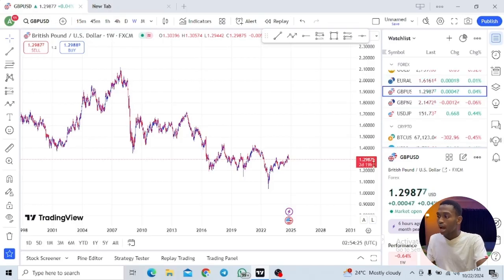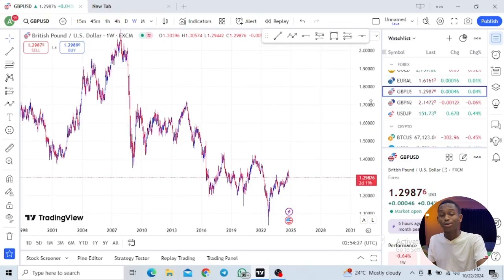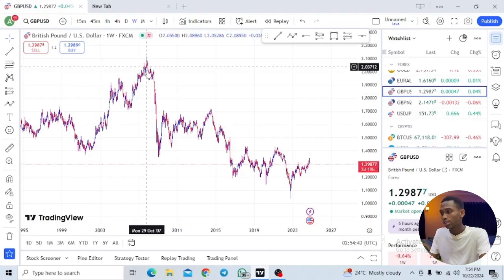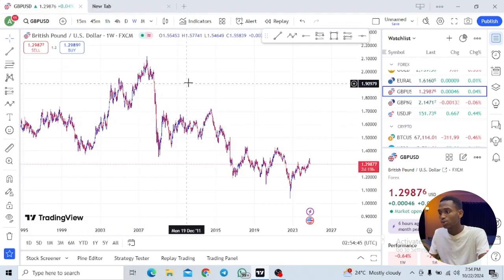If you overstretch this, it's going to look very, very bearish. So just be careful. Let it be somewhere in the middle. So we now know that the market is bearish on a weekly time frame. You can see the lower lows and lower highs and so on and so forth.